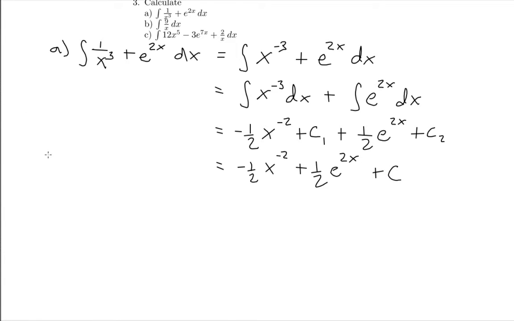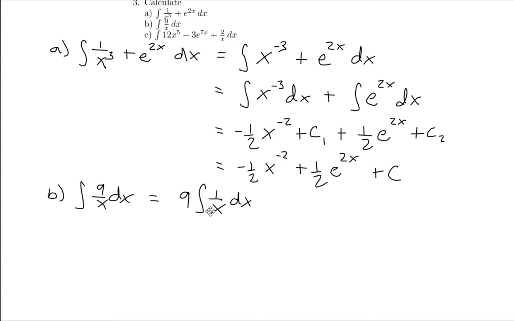Okay, so let's do something similar with question B. Question B is asking us to do the integration of 9 over x dx. Now I have a rule that tells me that if I have a constant that is multiplying a function, such as the fact that 9 is multiplying the function 1 over x, I can just remove that constant outside of the integration, so I don't really have to worry about it. And then I just multiply it at the end to the result.